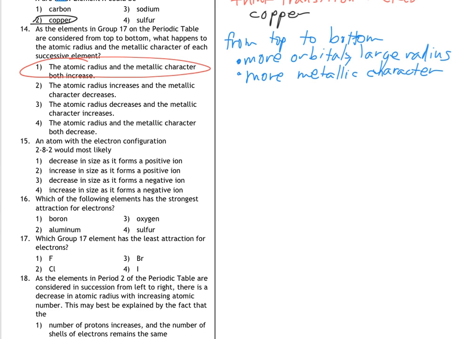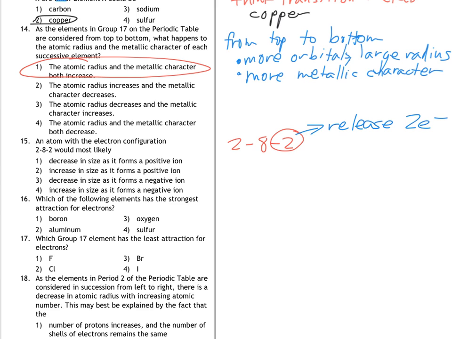So number 15, an atom with the electron configuration of 2-8-2, and they want to know what's most likely going to happen to it as it becomes an ion. So what I would say is that it's really all about those last 2 electrons, and it's going to be what the atom's going to need to do in terms of strategy to get a full valence shell. And the easiest thing that this atom can do is to release 2 electrons.